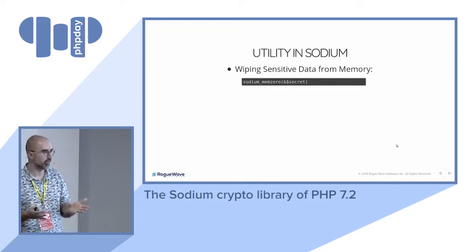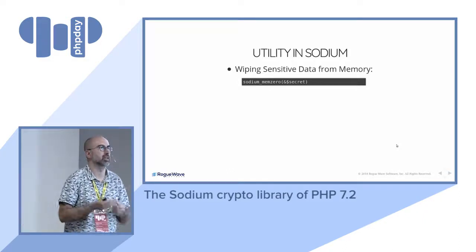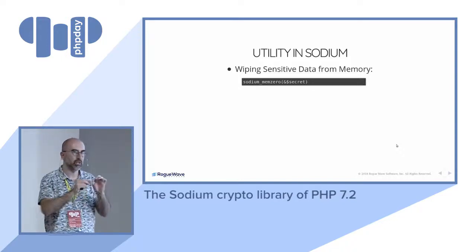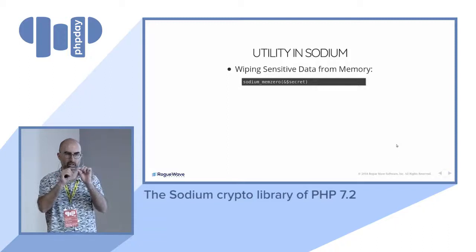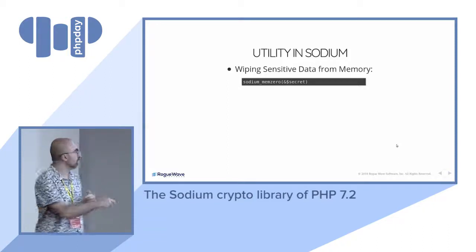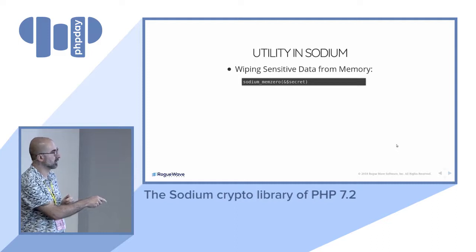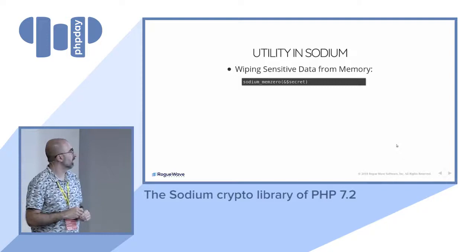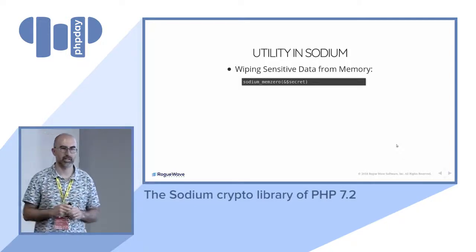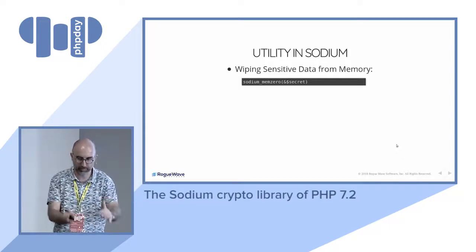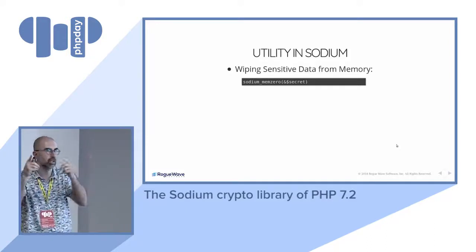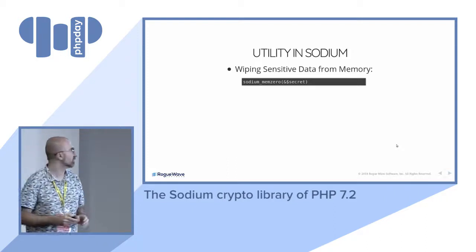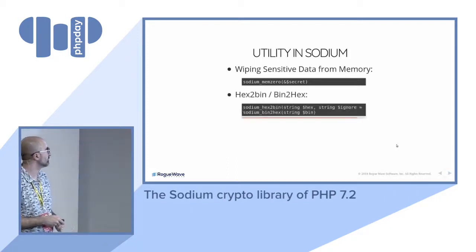So from a security point of view, if you are using, for instance, a user password or some sensitive data inside your application, when you don't need the variable anymore, use this sodium memzero and pass the variable here. So you are sure that from this point on, no one can access the memory. Because if you dump the memory, you will get some random information inside the $secret. So this is very powerful and useful.